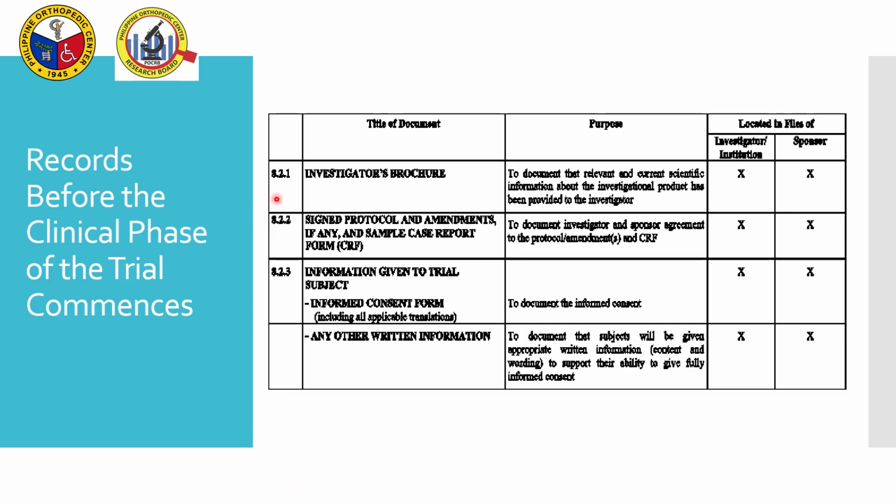We will focus on the records that must be in place before the clinical phase of a trial commences. These documents establish the foundation for the trial's integrity and the protection of our participants. First requirement is the investigator's brochure.